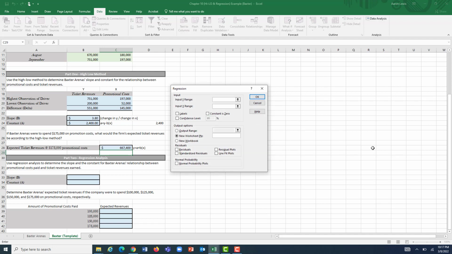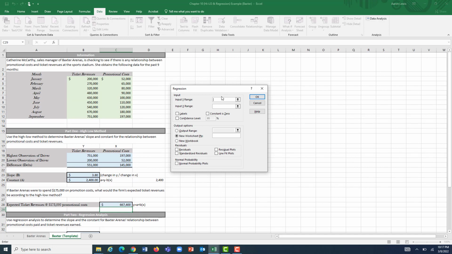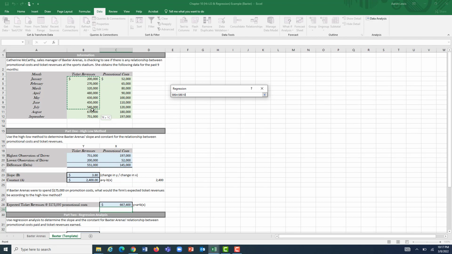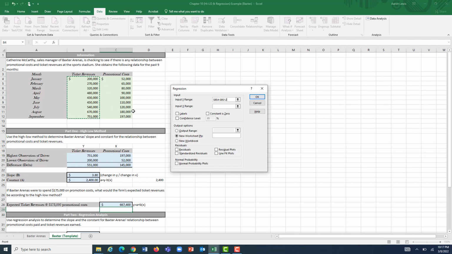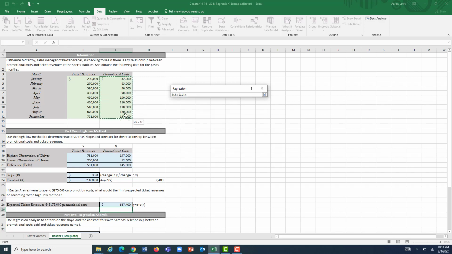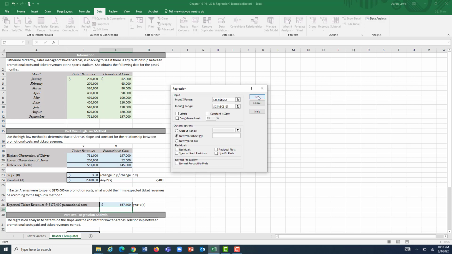And it says input Y range, input X range. What values of Y do you want to factor into your calculations? What values of X? Well, we want them all. So if I scroll up over here, make sure that I'm in the input Y range thing, our Ys that we want to check are ticket revenues for each and every month. So I go through and I make sure that all of them are in there. We're going to do cells B4 through B12. Our X range is the promotional cost. We had promotional costs as our X variable. We want to factor in all 9 months of promotion costs. I'm going to grab cells C4 through C12. And now all I got to do is hit OK.